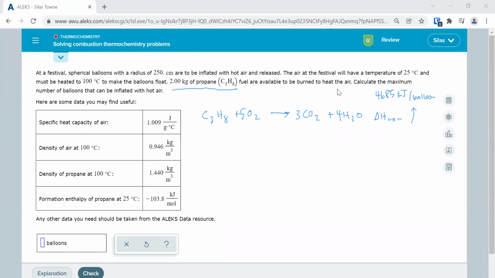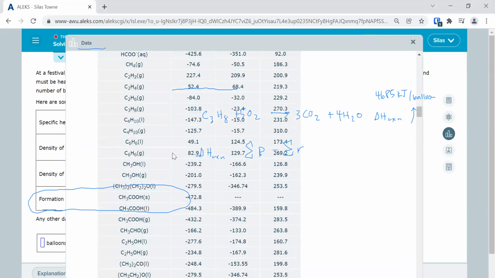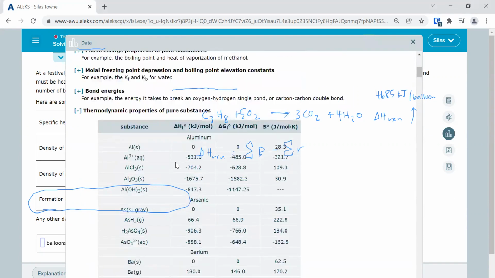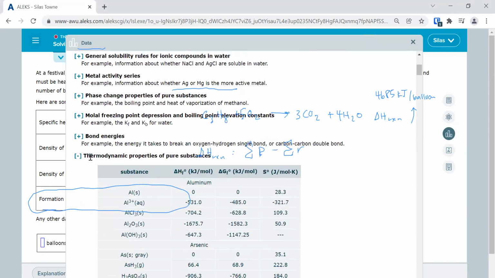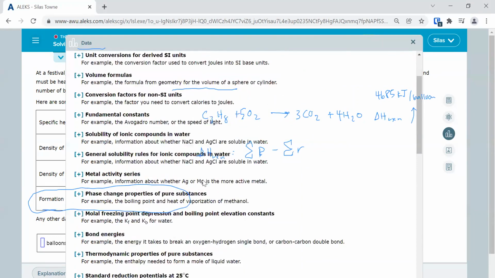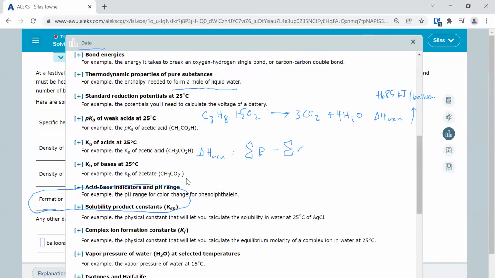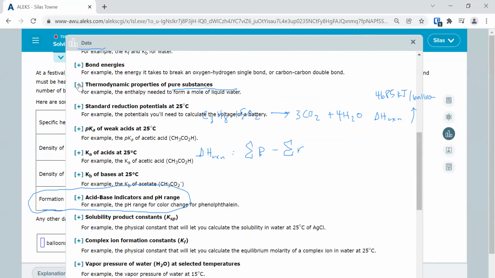Now you could probably just look it up. What it's telling you here is the enthalpy of formation of just propane. Now remember, enthalpy of the reaction is the sum of the products minus the sum of the reactants. So I have to look these all up. Now you can look them up here in data. I started doing it, but this is in the thermodynamic properties of pure substances.